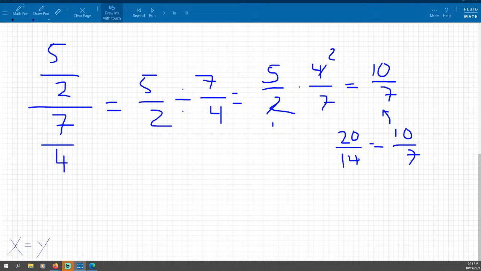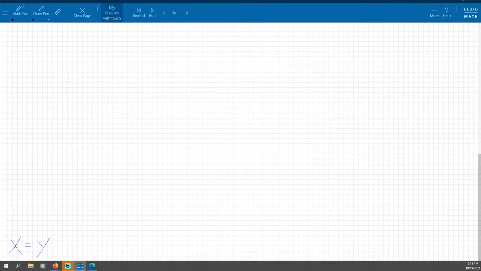Unlike the last problem, if you left your answer like this, you'd probably get some points taken away for not reducing. If I click things off, pause is your friend.